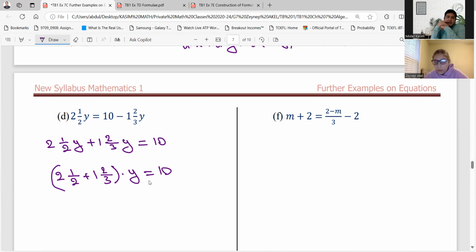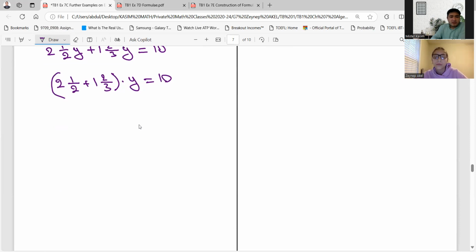If you saw it like this, Zeynep, it shows how you are the master of this concept. You know how to manipulate numbers and variables, and we know how to add these two rational numbers, right? 2.5 means that it is 5 over 2. And how about 1 and 2 over 3? 1 times 3 is 3, 3 plus 2 is 5, so 5 over 3. What is the common denominator, Zeynep? 6. It is 6.